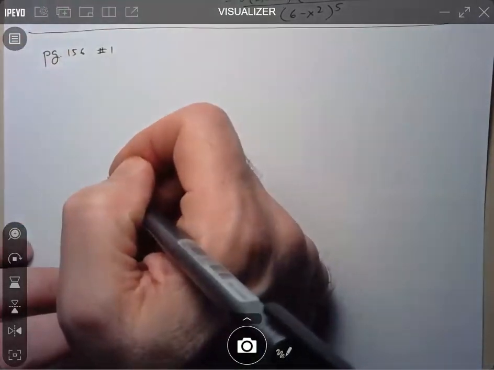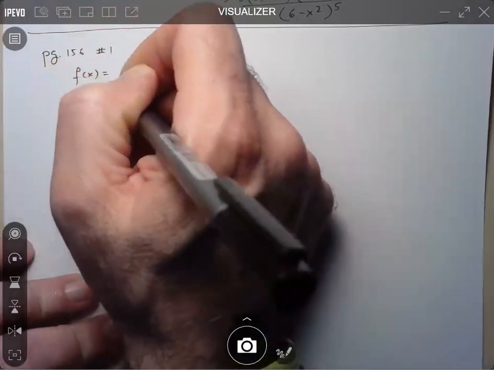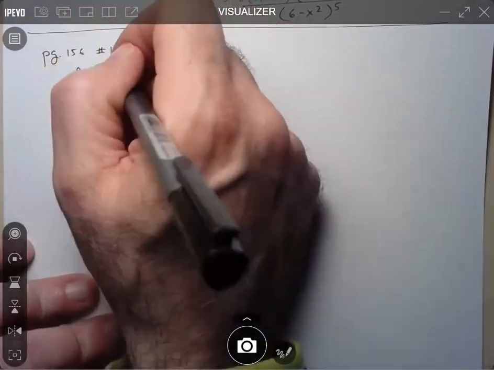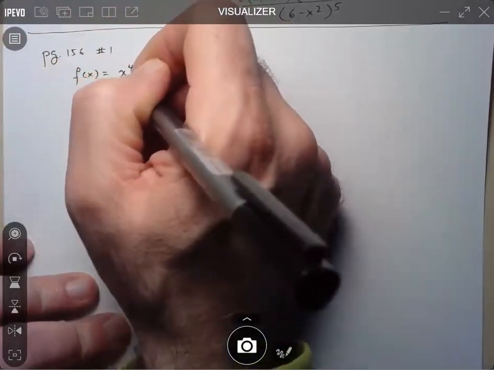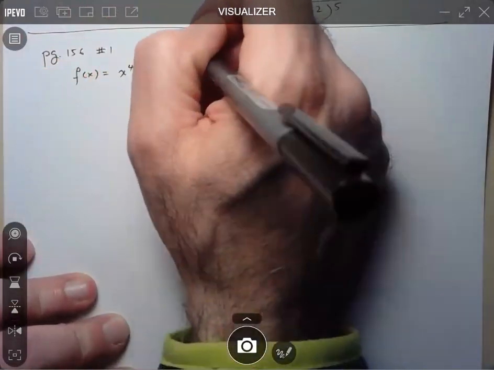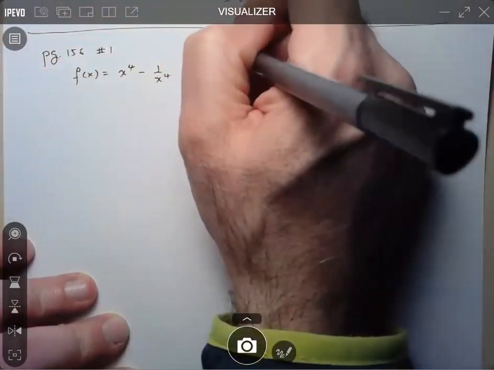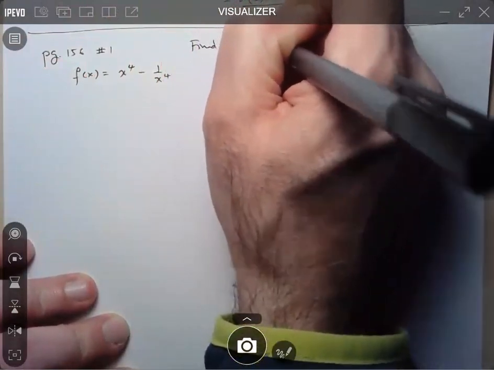All right, so here they give us the function f of x equals x to the 4th minus 1 over x to the 4th. And they want us to find f prime and f double prime.